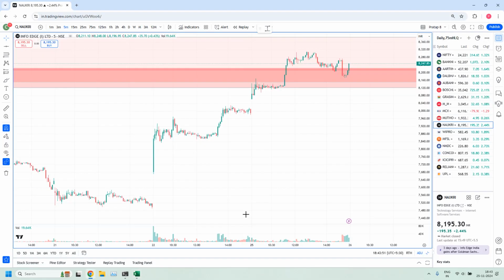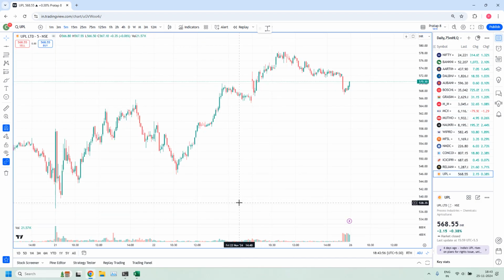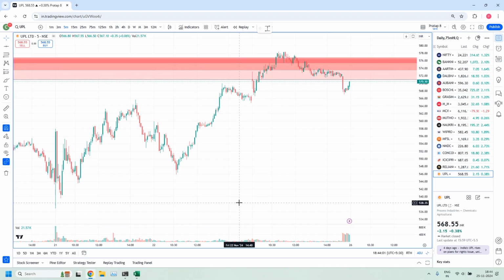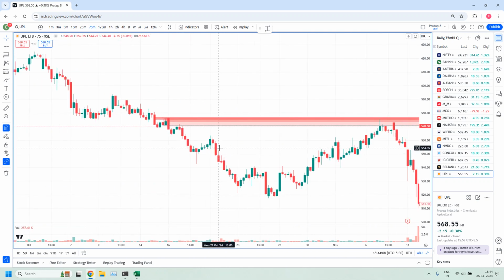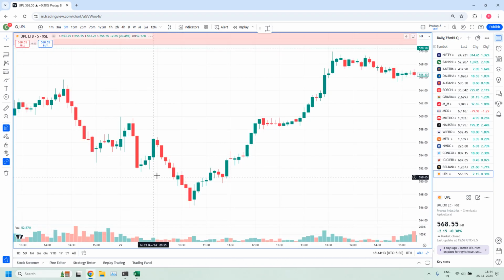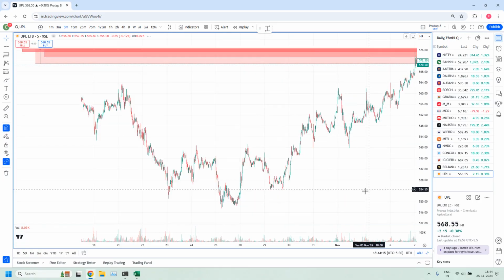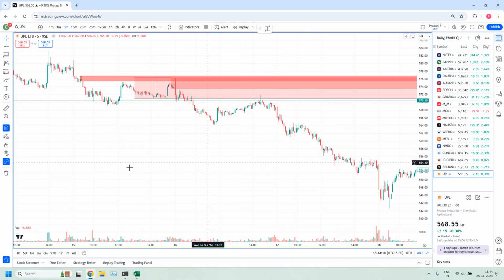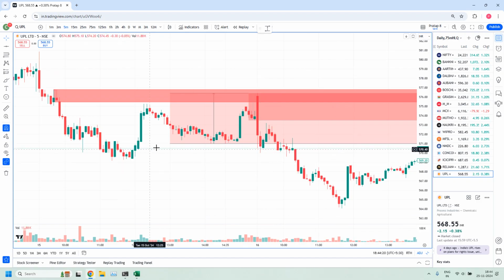And there are a few more zones also violated. One is UPL. But UPL has already tested the zone. The 5 minute zone was tested, and today is the second time. Previously we got a good profit from this zone. This is the 75 minute zone, and this 75 minute zone has a 5 minute zone as a horizon. Previously we took this trade and it was successful. Here you see you have a drop, 2 base candles and a drop.